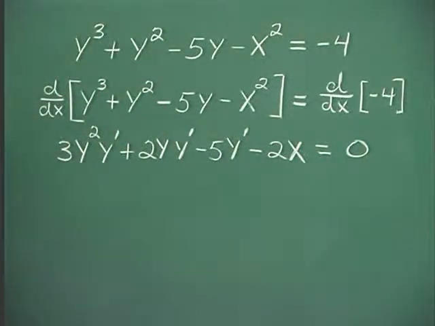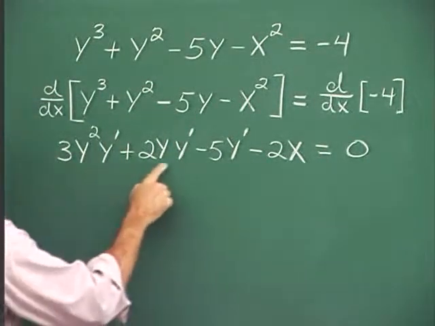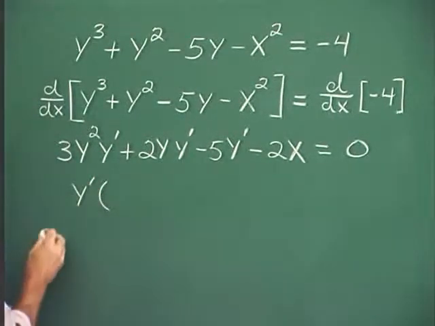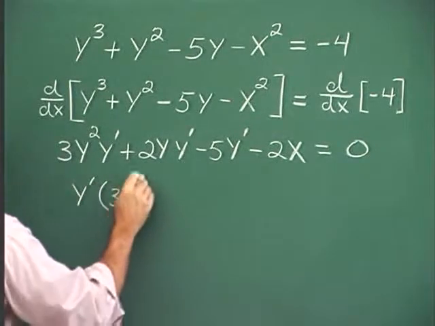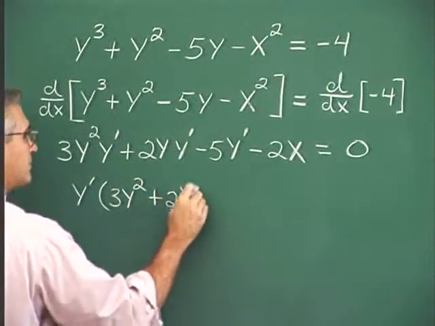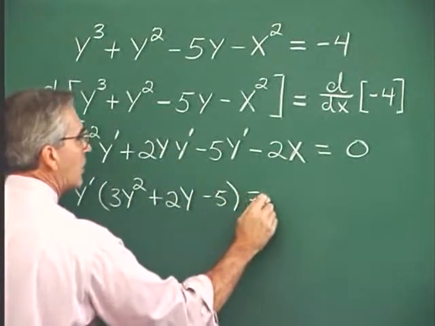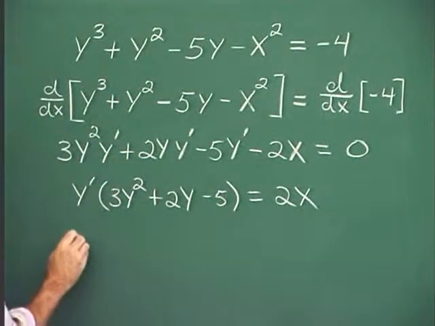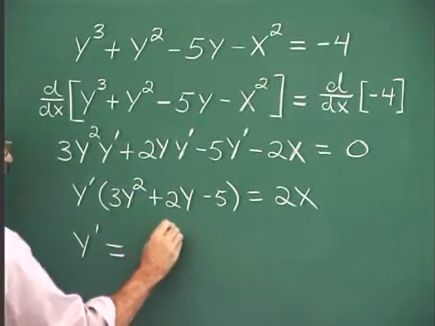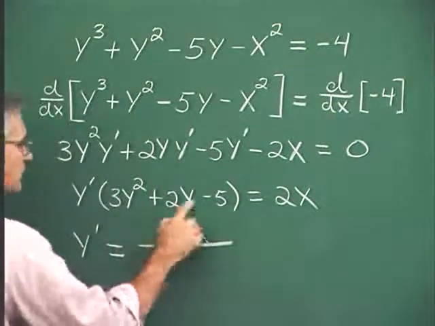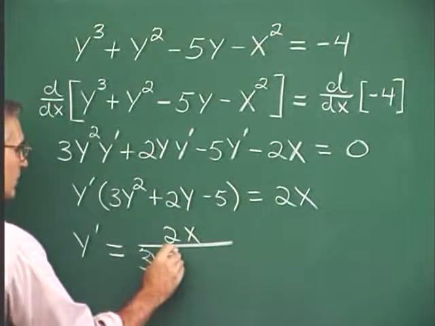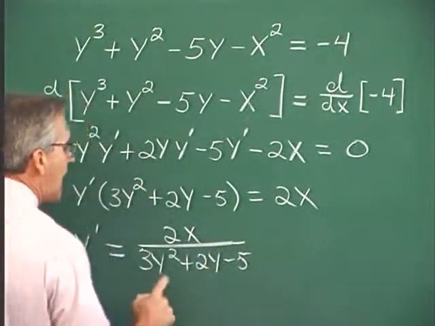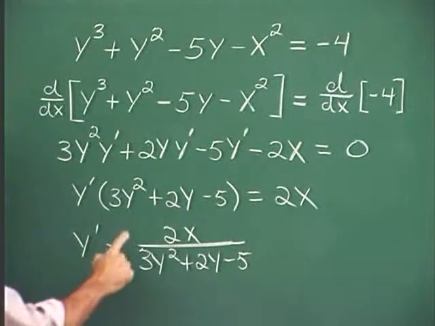All right, now our task would be to solve for y prime. Well, these 3 terms have y primes in them, so I'll snag those out as a common factor. I've got 3y squared plus 2y minus 5. And on the right, and I'm going to kick this over in the same step, this is 2x on the right side. So now I can solve for y prime as 2x on the right over this trinomial, 3y squared plus 2y minus 5. Now notice that the derivative here has both x and y variables within it.